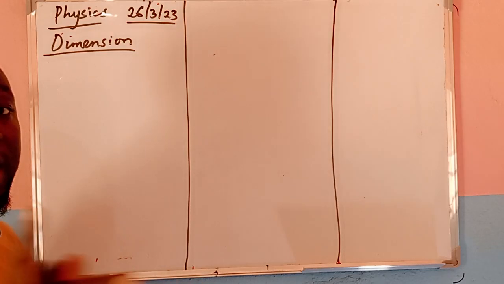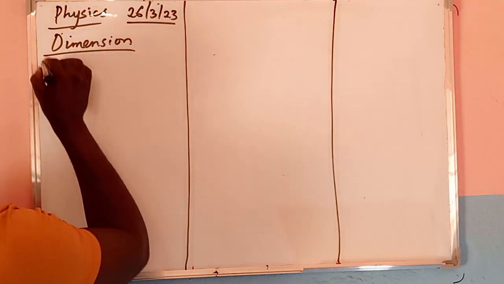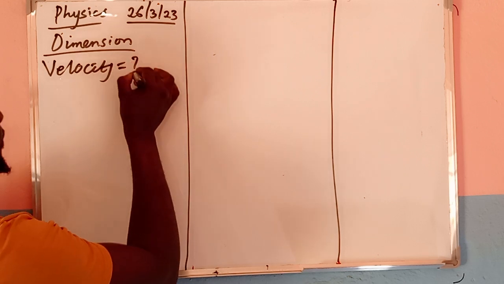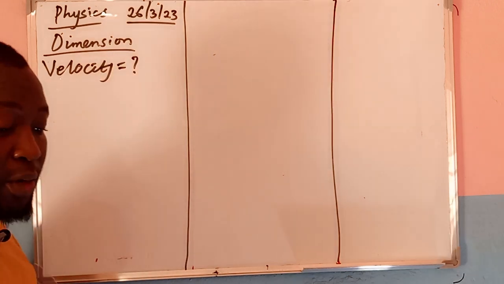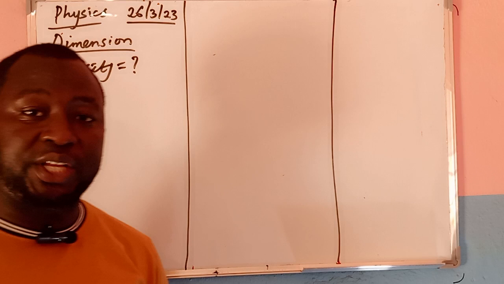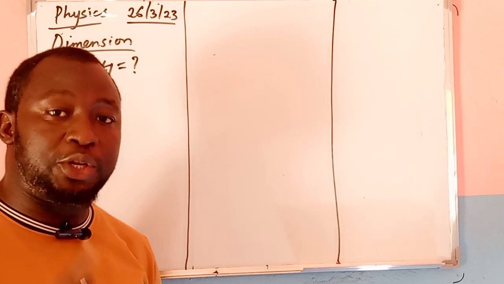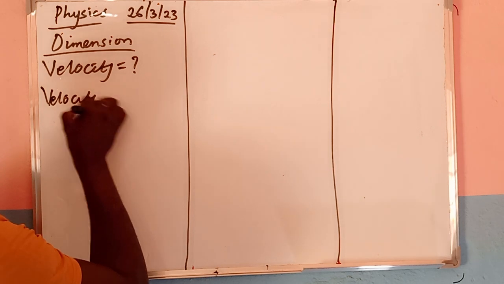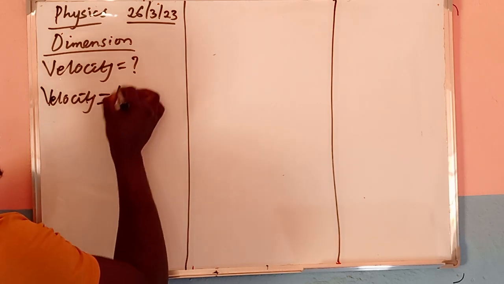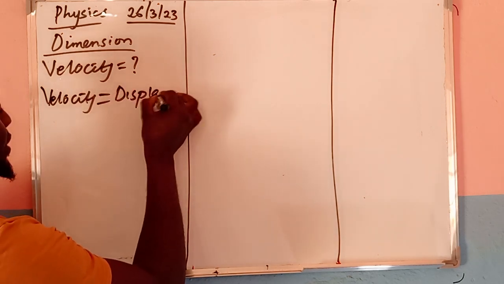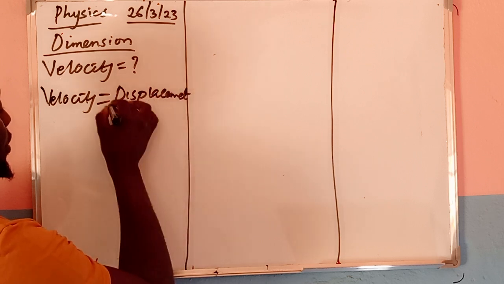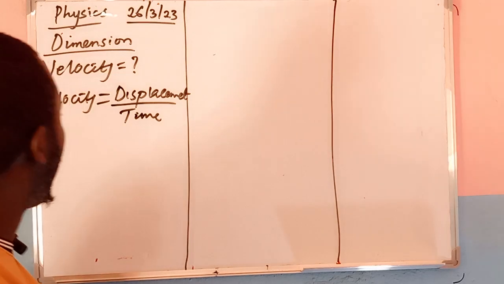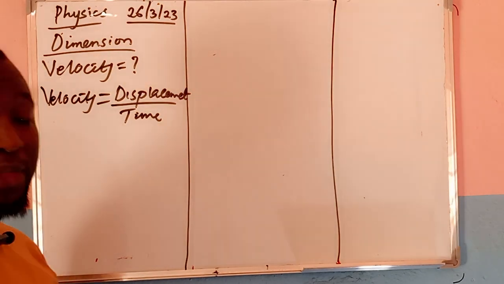For instance, if we were asked to find the dimension of velocity, we first write the formula of velocity. From the definition, velocity is the rate of change of displacement with time. Then we say velocity is the rate of change of what? Displacement all over time. After writing this, we go straight to find the parameters of dimension.